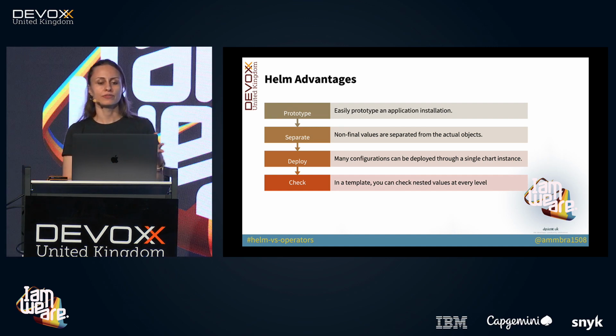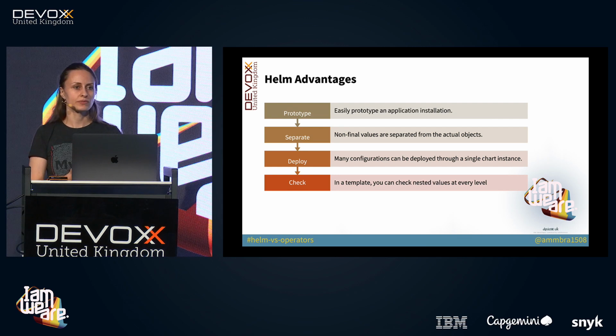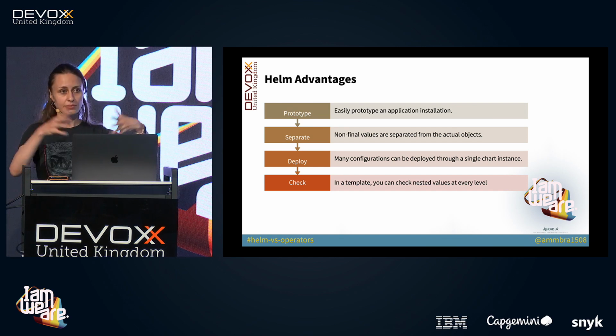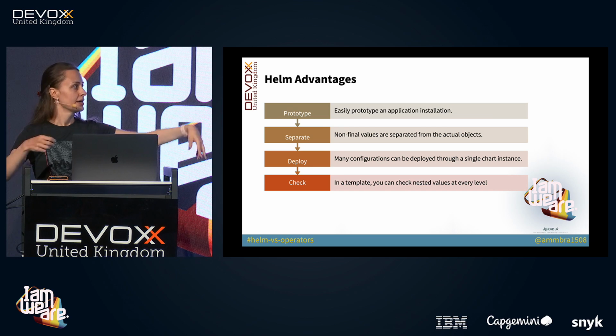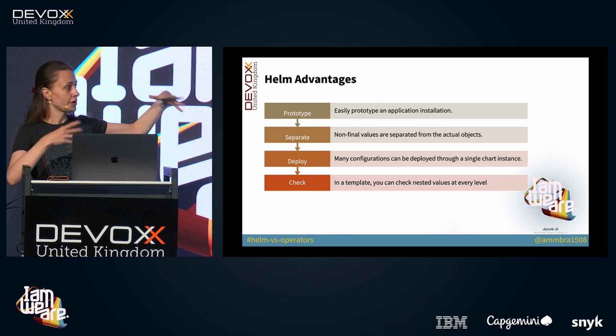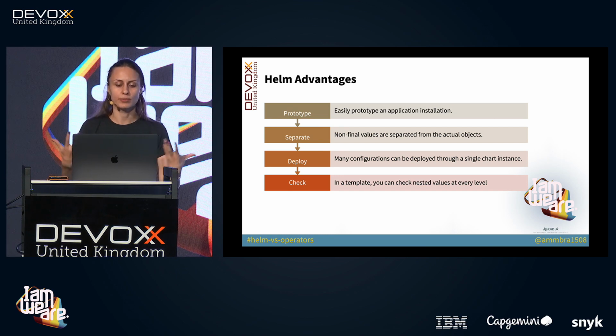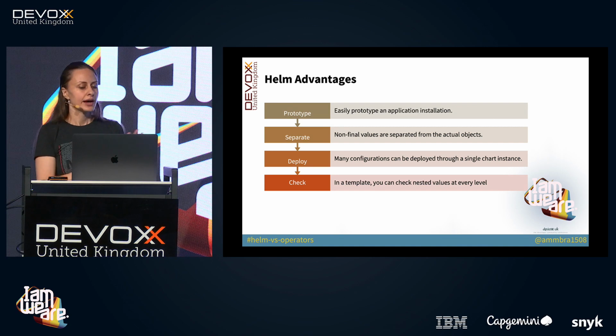You can separate the non-final values from the actual objects in the values.yaml. And you can deploy many configurations as one. So you see the release, when I'm using Helm status for that release, I'm seeing that as one thing, as one app. Like I was supposed to see my microservice, one app, one deployment, one entity. And then I can check in a template and use nested values and use checks at the level of a template.